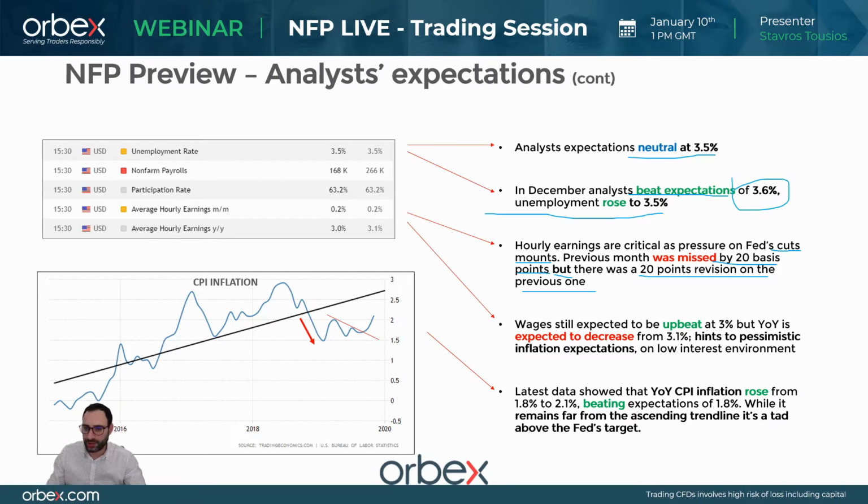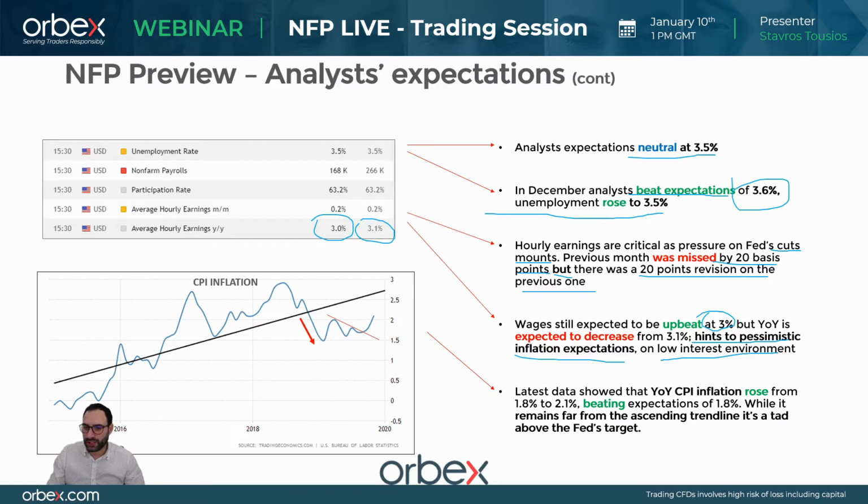Now, wages on the yearly basis are still expected to be good, because as long as we're above 3% on a year-on-year basis, this is expected to be a good number. But analysts expect it to go down from 3.1 to 3, okay? This hints, of course, to pessimistic inflation expectations. And in a low interest environment, this could be adding more pressure in general on the dollar.